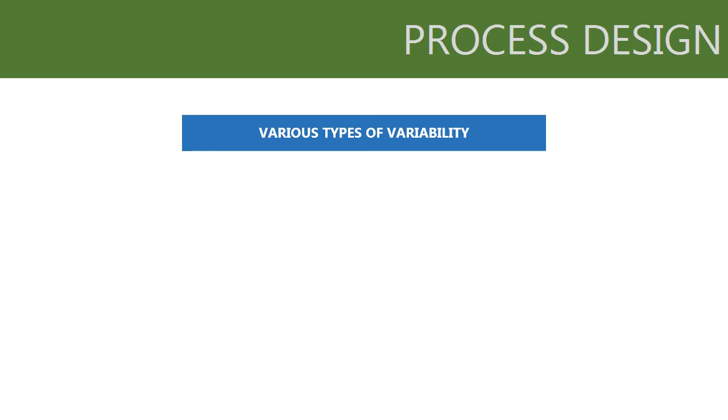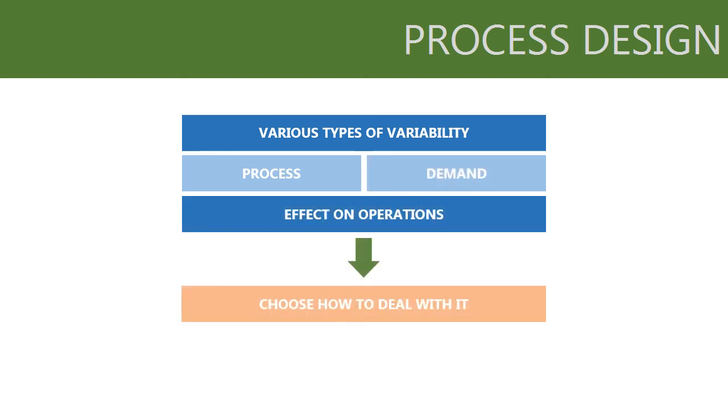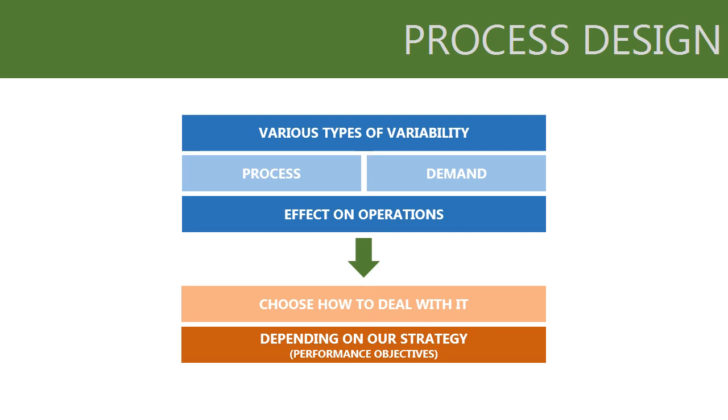To summarize, we can say that all companies have to deal with various types of variability. Most important ones are process variability and demand variability. They both have an effect on the operations, but luckily, companies and managers can choose how to deal with it in various ways. Long waiting lines versus short waiting lines, lots of receptionists or only one. You can also choose to standardize your processes or to have very flexible processes. It's all possible. But in the end, it's very key that your decisions are in line with your strategy and performance objectives. That's really the key message.